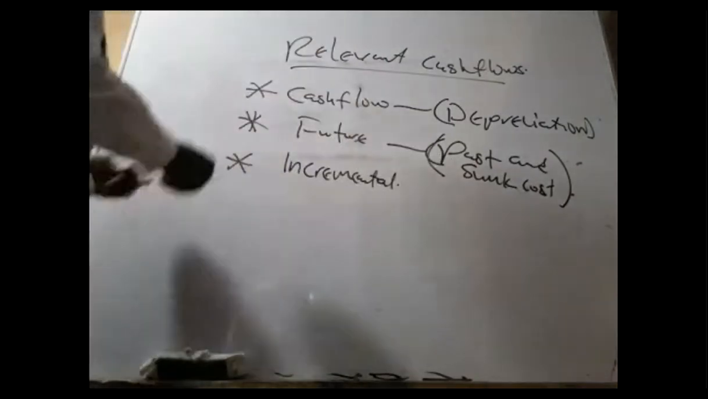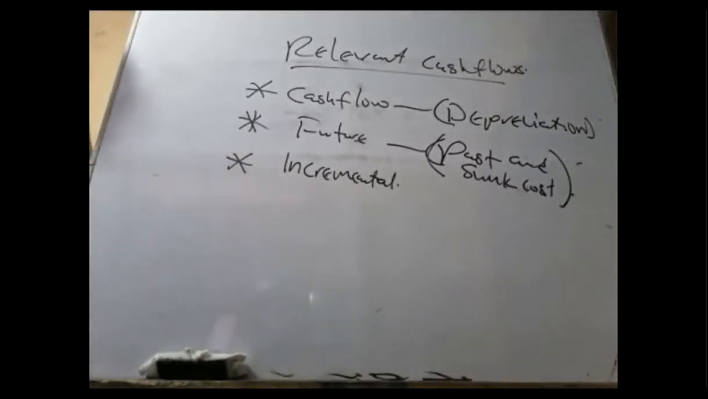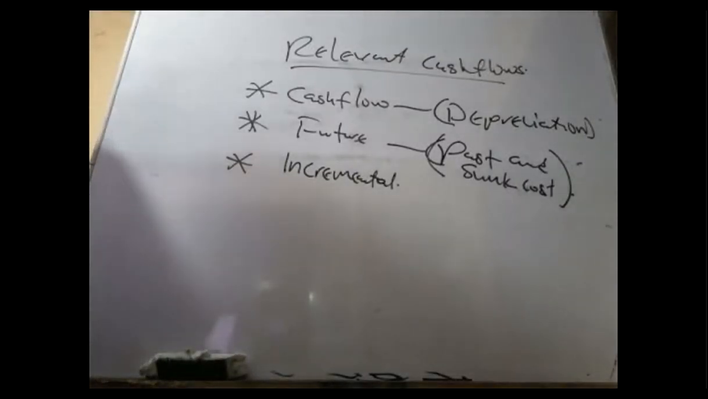Examples of past costs and sunk costs are feasibility studies and research costs. All these costs are past costs, or they are sunk costs. You don't need to include them. So feasibility studies, sunk costs, research, all of them ignore.